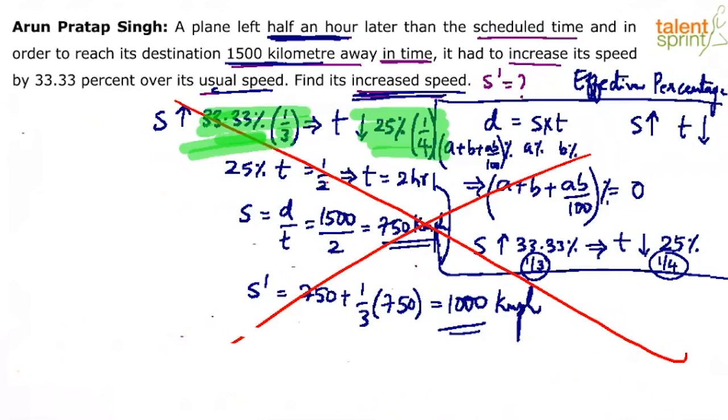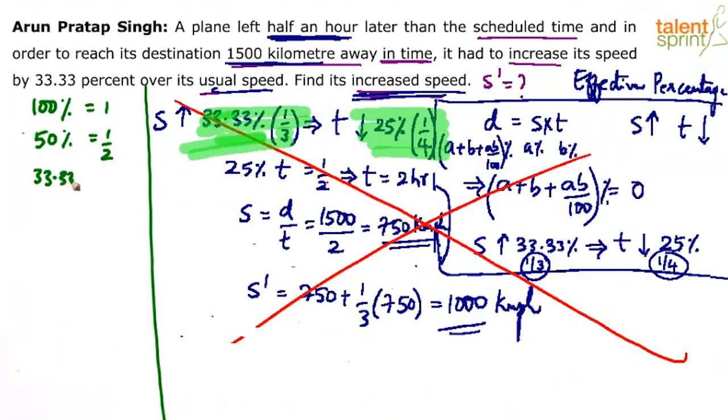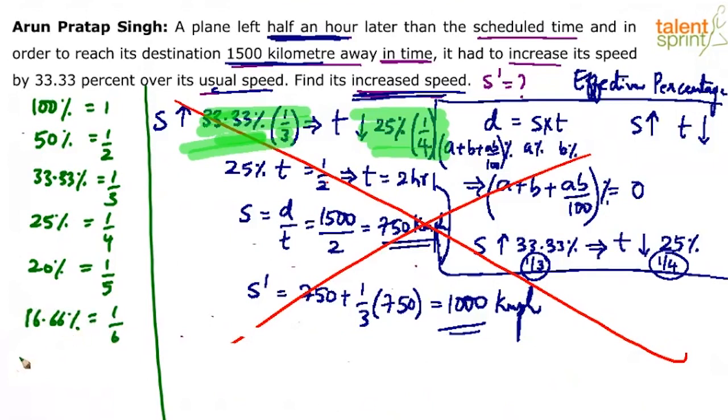See, already in the percentages video, I have told you that you have to remember certain fractions, like 100% is equal to 1, right? 50% is equal to 1 by 2. 33.33% is equal to 1 by 3, 25% is equal to 1 by 4, 20% is equal to 1 by 5, then 16.66% is equal to 1 by 6, then 14.2857% is equal to 1 by 7, and so on. 12.5 percentage is equal to 1 by 8 and so on.